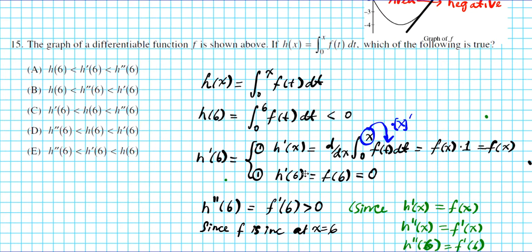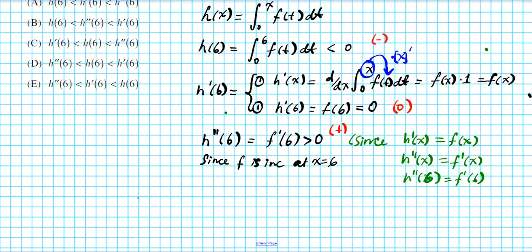Absolutely. H prime of x is negative. This one is negative. H of 6 is negative. H prime of 6 is 0. And h double prime is positive. So this is the smallest one, followed by this, and then the biggest is h double prime of 6. Alright, so let's order it. So our answer is going to be: h of 6 is the smallest, less than h prime and h double prime. But we know h prime is less than h double prime, so h of 6 is followed by h prime, and that's less than h double prime of 6. Answer to number 15 is option letter A.